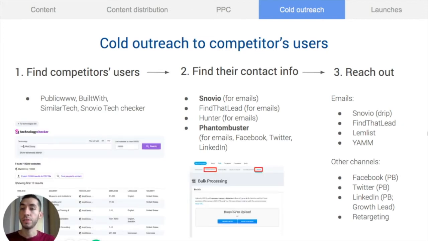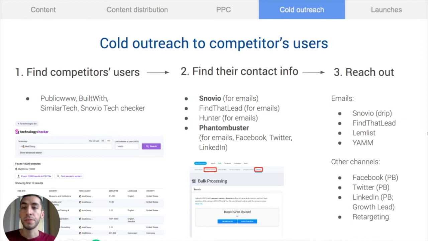So you can find your competitors' users on platforms like Public www. It's a free platform that you can get a lot of results from. So basically, you type in a snippet of, for example, your competitors' code that's installable on one's website, and you get an output of all of the sites or domains that have this competitor's product snippet installed.